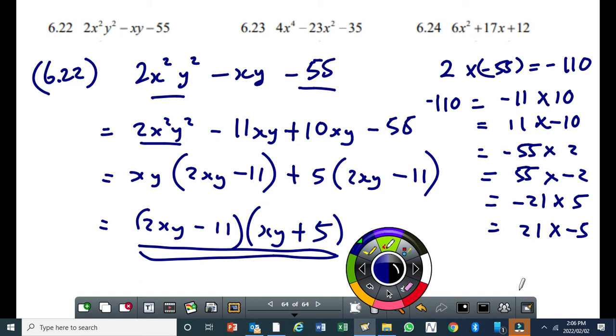Alright, as a class exercise, quickly can you do 6.24? That's right, class exercise in your book. Do 6.24: 6x squared plus 17x plus 12. Factorize that. Use any method you know from last year and this year. And I'm going to ask you randomly what your answer is.